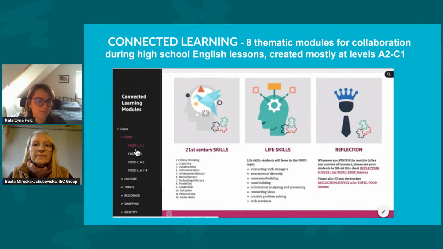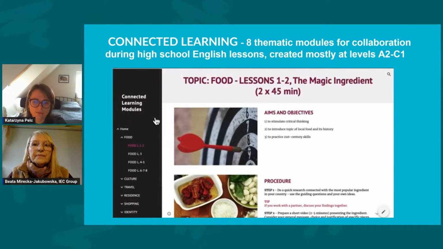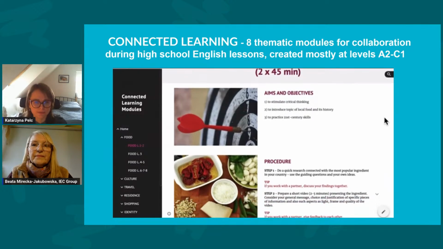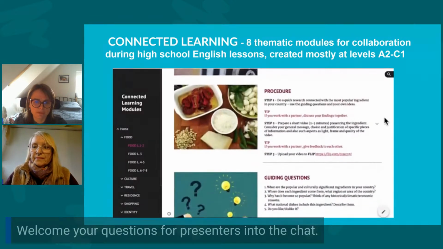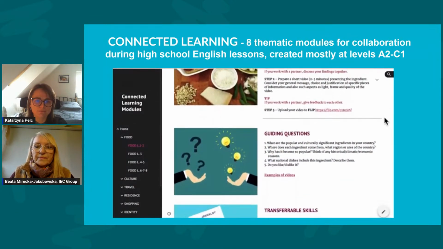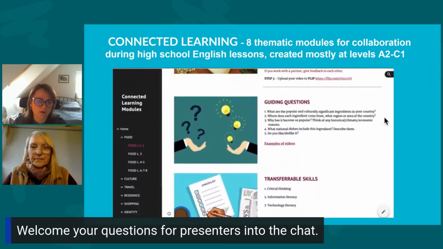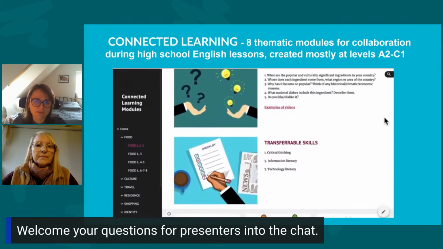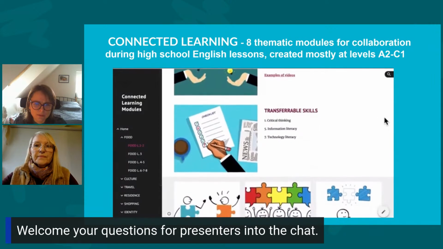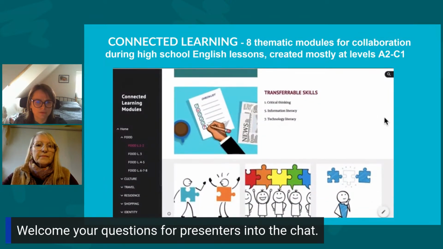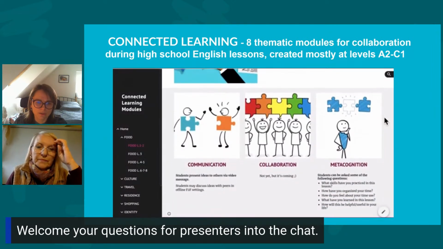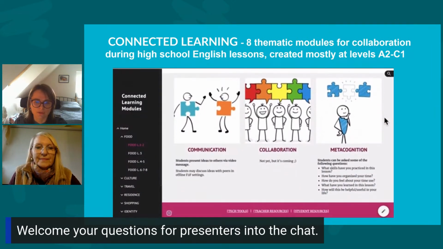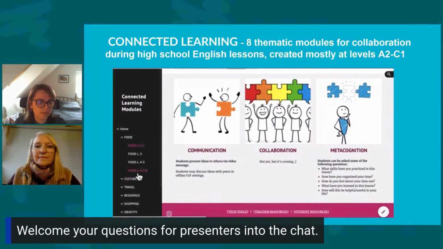Okay, now lessons 1 and 2, called the Emerging Ingredients, where students had to pick a culture-specific ingredient, do research on it with some guiding questions, and then create a 2 to 5-minute video and upload it in Flip for other students to see and comment. Apart from the language skills, they practice critical thinking, information literacy, and technology literacy as specified on the website. And again, communication, collaboration, also the metacognition part with some questions for them to think about.